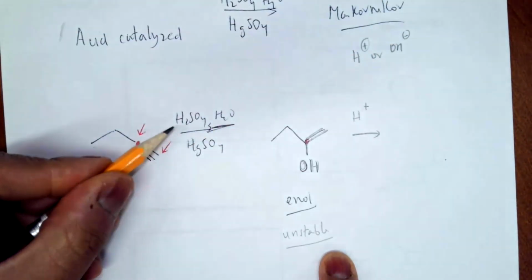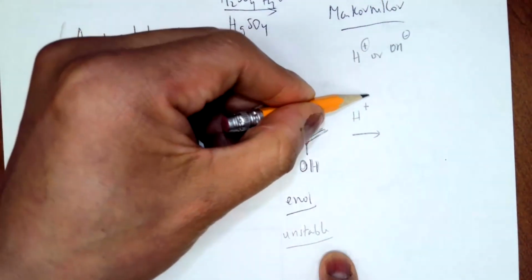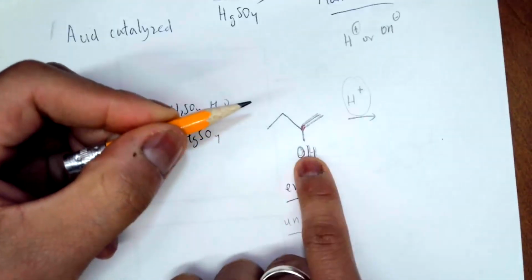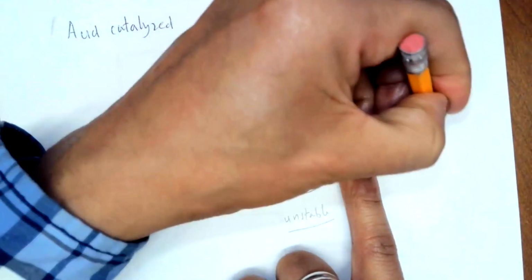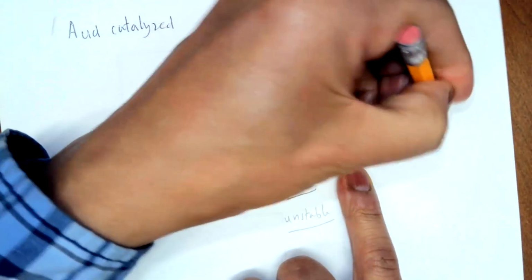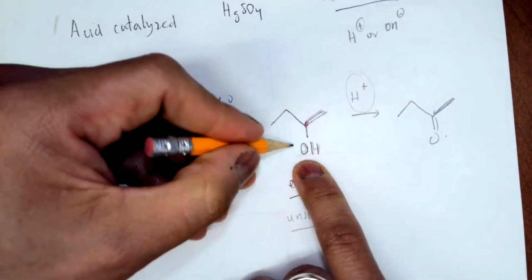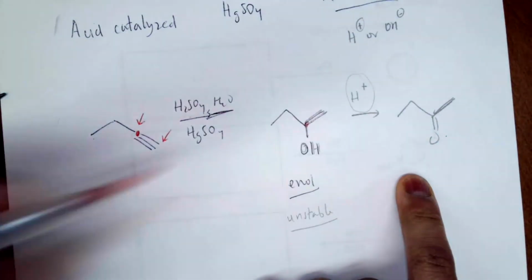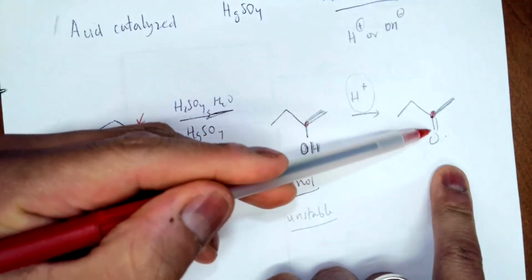In the case of acid catalyzed hydration, I have the acid. Therefore, the acid will make the enol more unstable. It's going to be migrated or tautomerized to a ketone. Where? Well, it's the same Markovnikov point. The Markovnikov carbon will become C double O.